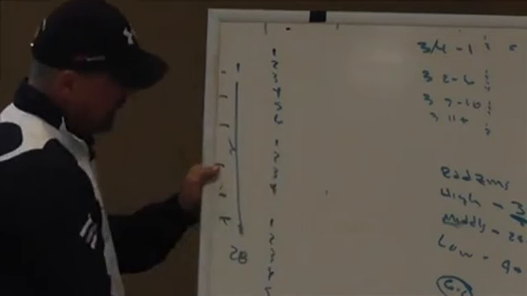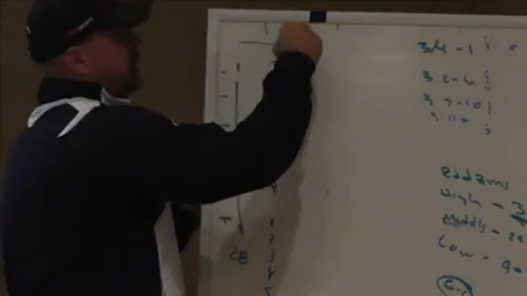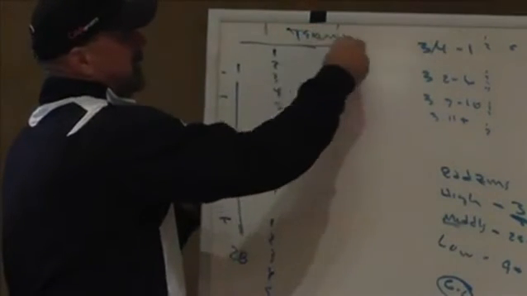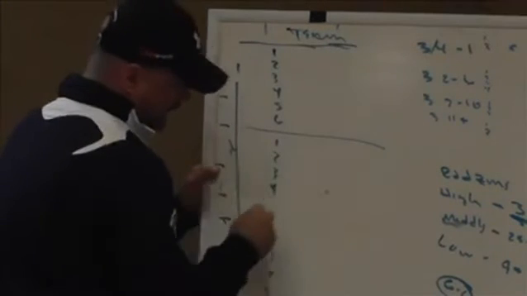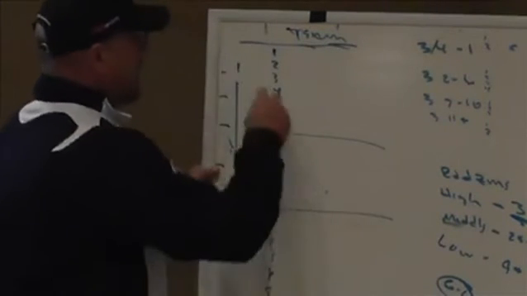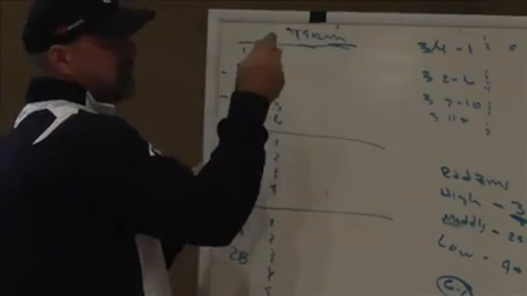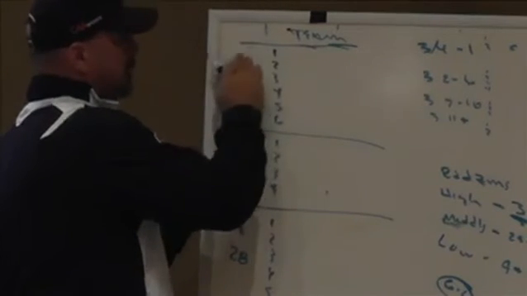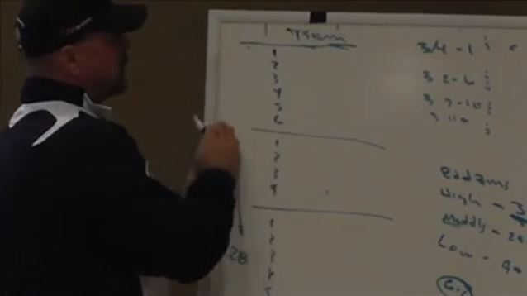4 again, however many plays. So this is the first team period. Every team period, when we're going against the scout team or the defense, I'm going to script this. If it's a red zone day, this part of the script never changes.